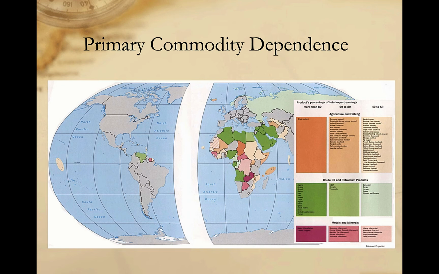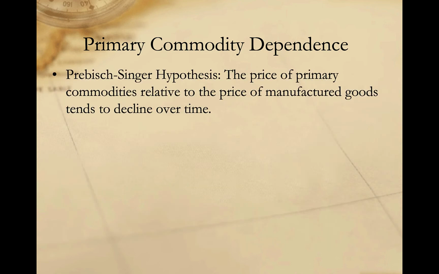This map illustrates the scope of primary commodity dependence in the developing world. Countries in dark green, for example, earn 80% or more of their export earnings from oil. Similarly, countries in orange are dependent on agricultural commodities like cotton or tobacco or bananas or fishing for the majority of their export earnings. This is particularly problematic because the value of primary commodities tends to be less stable and to decline relative to the value of manufactured goods over time. This trend is known as the Prebisch-Singer hypothesis. The Prebisch-Singer hypothesis captured a general trend in the price of commodities, particularly in the post-World War II development era.